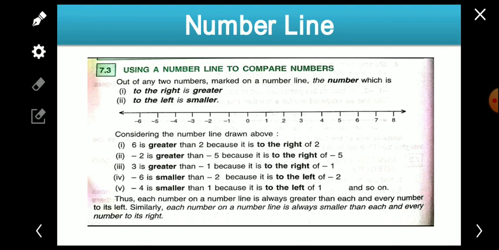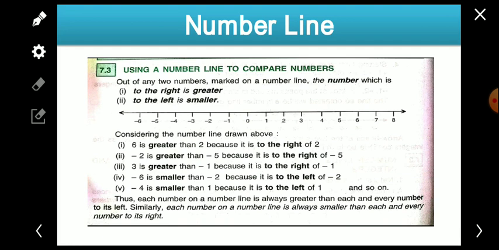Now using a number line to compare numbers, how to compare the numbers using the number line. In the previous chapter also, in the 6th chapter, we have discussed how to get the greater or a smaller number by comparison on the number line. Means how to compare the numbers using the number line.